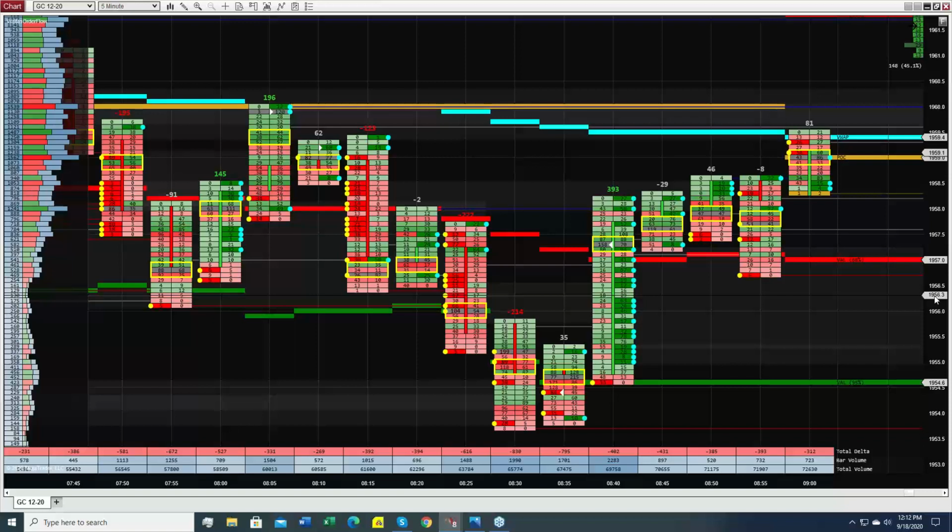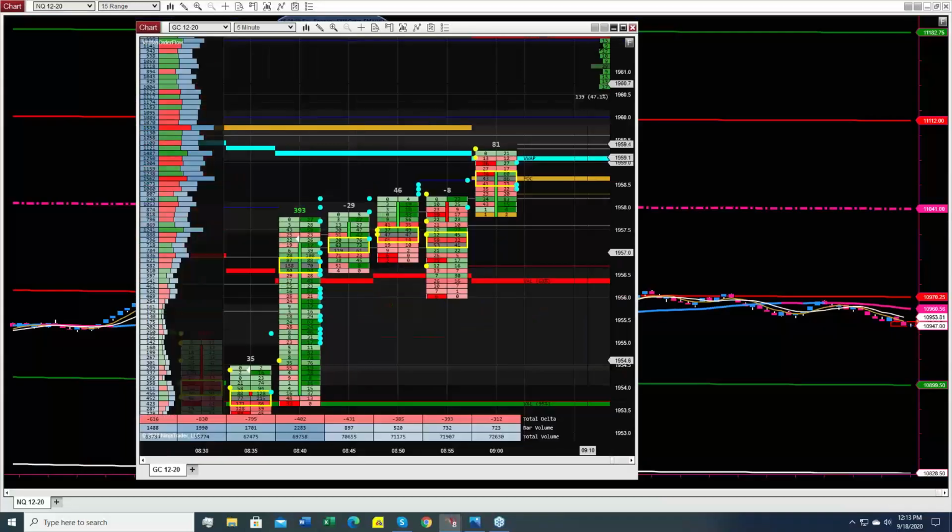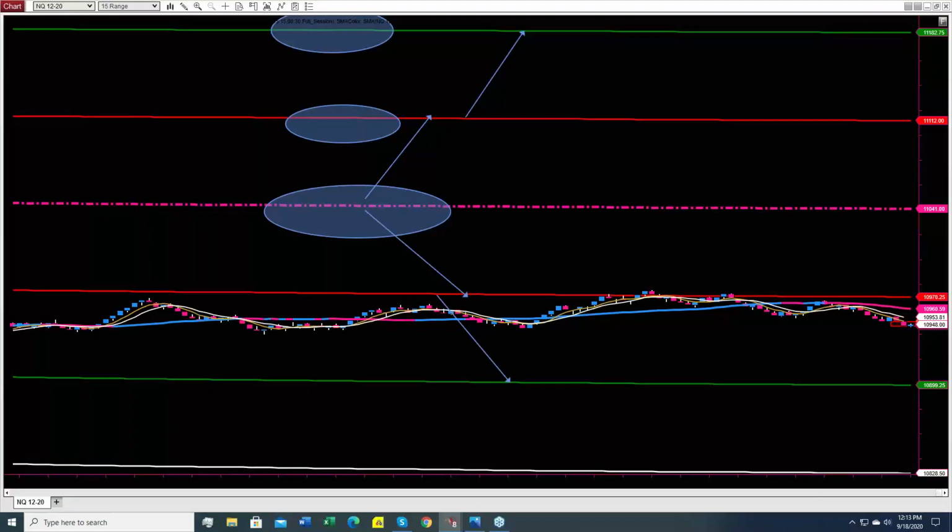that is what we look for. We look for breaks, support, support, resistance, resistance. All we're doing is trading from station to station. Now, if I get rid of the order flow, it's much easier to see.